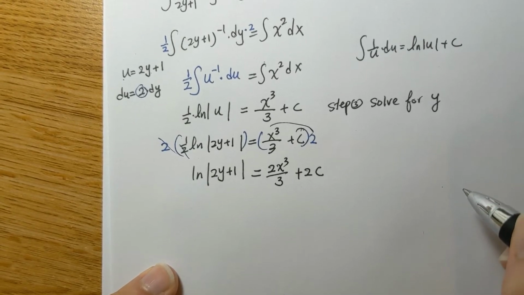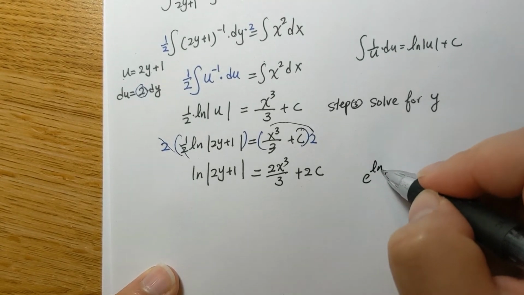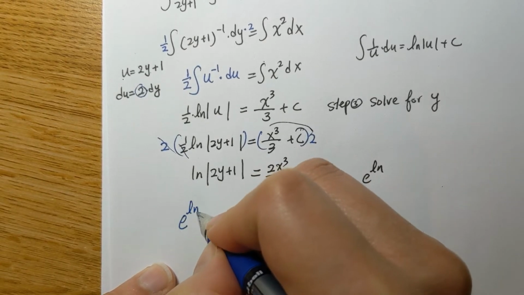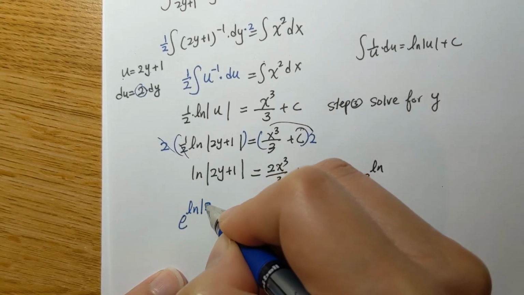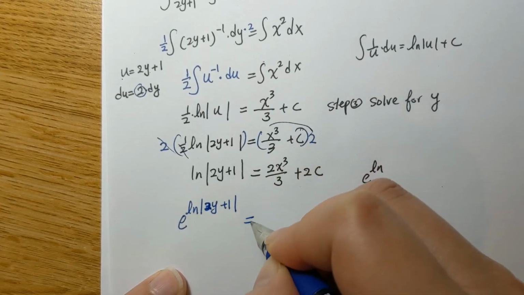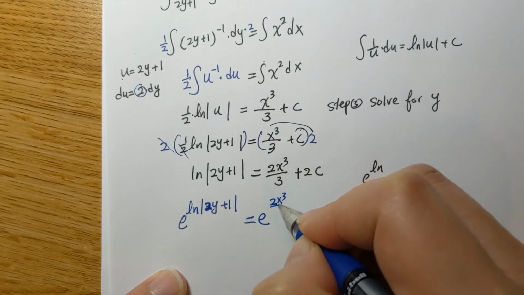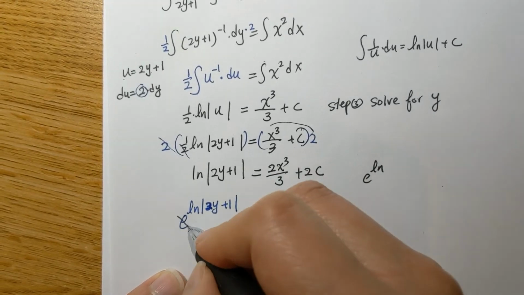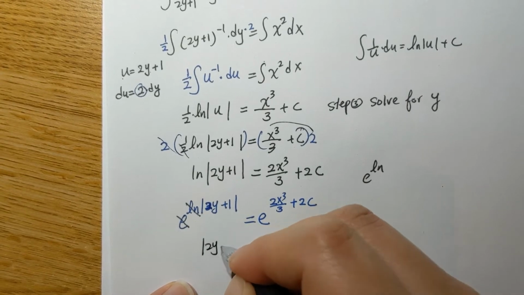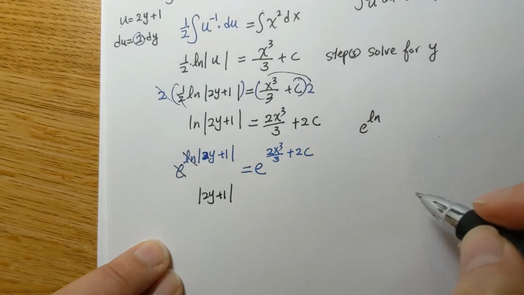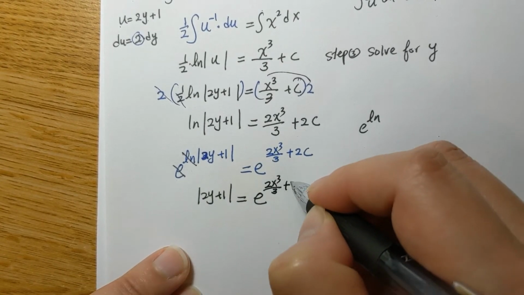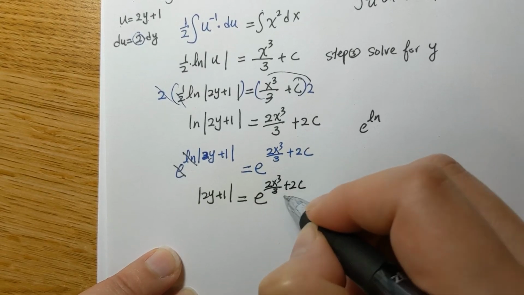So we learned that e to the ln will cancel each other out. So now we're going to put e to the ln absolute value of 2y plus 1 equal to e to the 2x cubed over 3 plus 2c. And then we cancel out the ln. So we get 2y plus 1 still inside the absolute value. And now we get e to the 2x cubed over 3 plus 2c. So this is still the exponent.